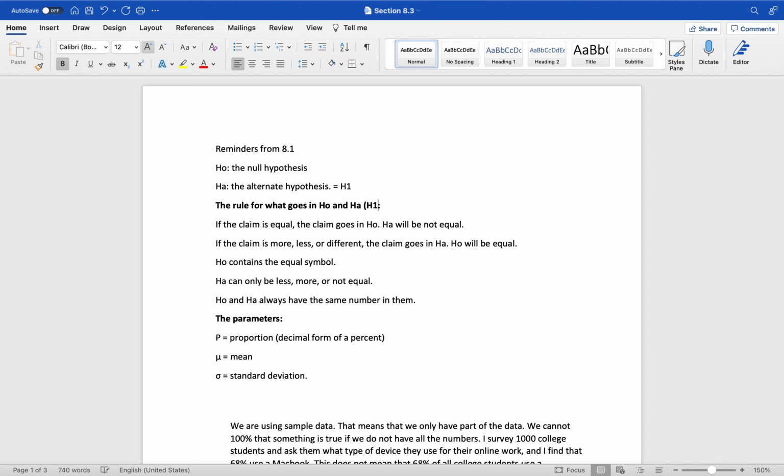HA is also H1. If the claim is equal, the claim goes in H0, and HA will be not equal. If the claim is more or less or different, the claim goes in HA, H0 will be equal. H0 always has the equal. HA can only be less, more, or not equal. They have to have the same numbers in them. P is a proportion, mu is the mean, and standard deviation is sigma.